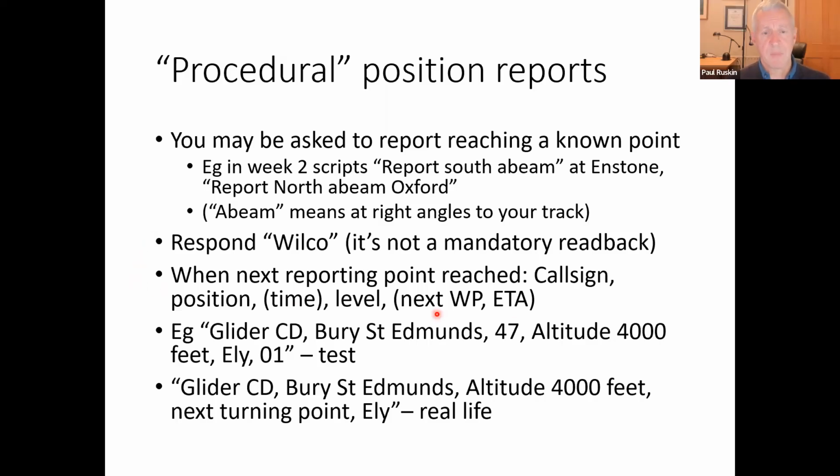But when you get there, as I said a slide or two ago, you give the call sign, the position that you were at a given time, what your current level is, and your next waypoint and ETA. So, glider Charlie Delta, Bury St Edmunds at 47, so that's 47 minutes past the current hour, altitude 4,000 feet, Ely 01. So I'm expecting to be at Ely at 01 minutes past the hour. That's what you do in the test if asked for it. In reality, what you would say is, glider Charlie Delta, Bury St Edmunds, altitude 4,000 feet, next turning point, Ely.